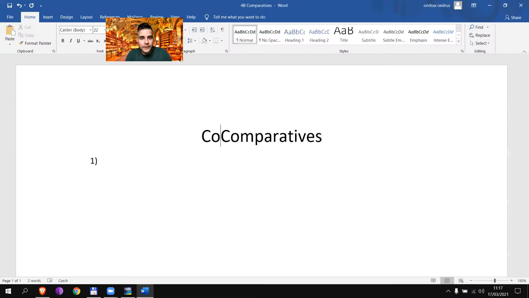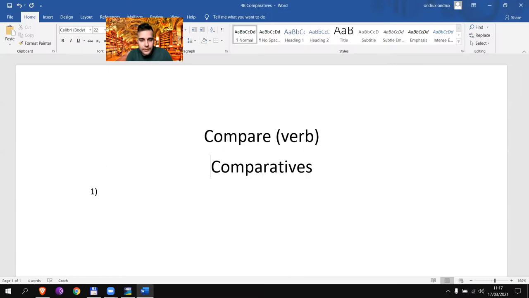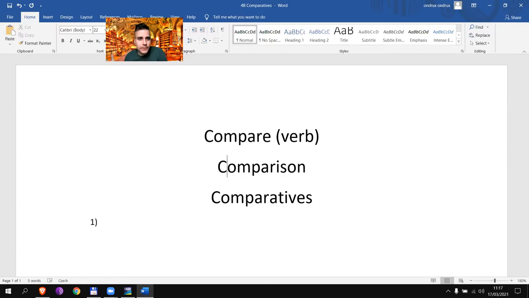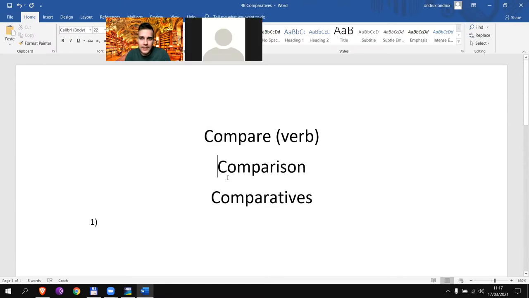Compare, that's it. So compare is the verb. Then we have comparison. Kdybych chtěl říct, udělat rozdíl mezi něčím. How do you say that? What's the verb for this? I can say compare, right? But what would be the verb here with comparison? Different? No. It has to be a verb. Musí to být sloveso.